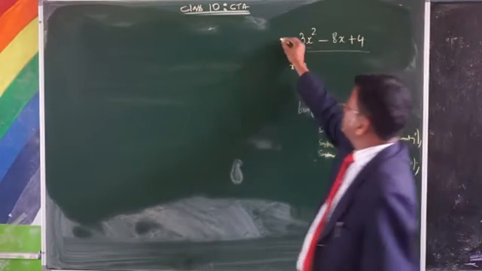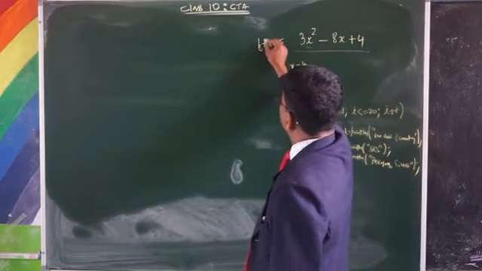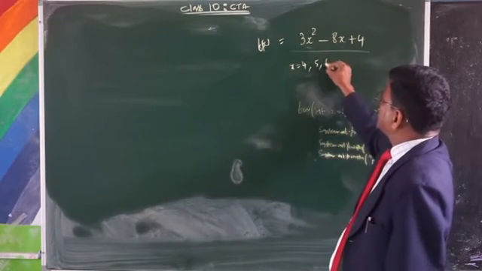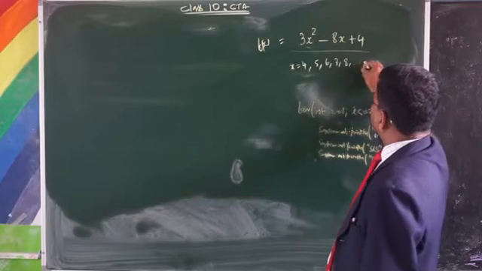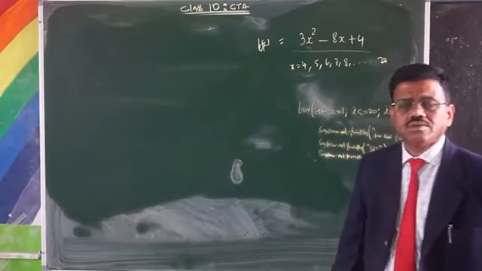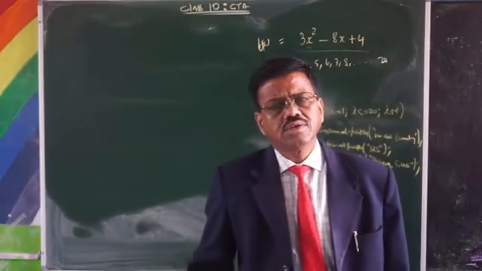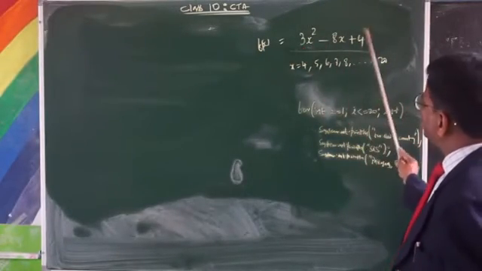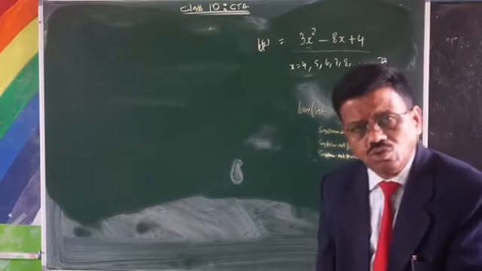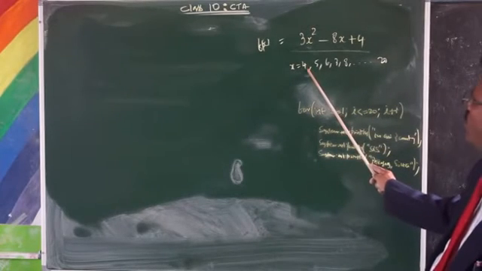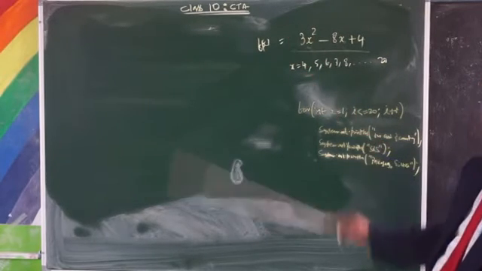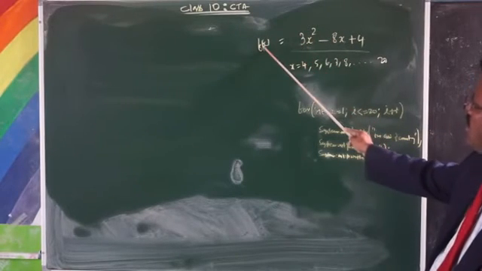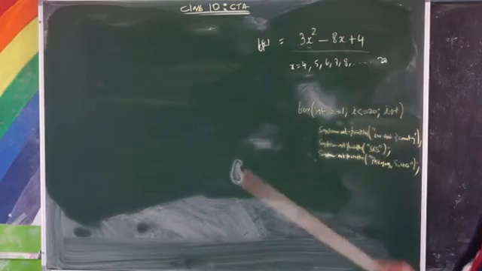What would be the answer of this function when the x value is 5, 6, 7, 8 up to 20? You understand what it is? Here is a quadratic equation, 3x square minus 8x plus 4. I want you to substitute the x value as 4. When it is 4, what is the answer? When it is 5, what is the answer? When it is 6, what is the answer for this function? 7, 8 up to 20.